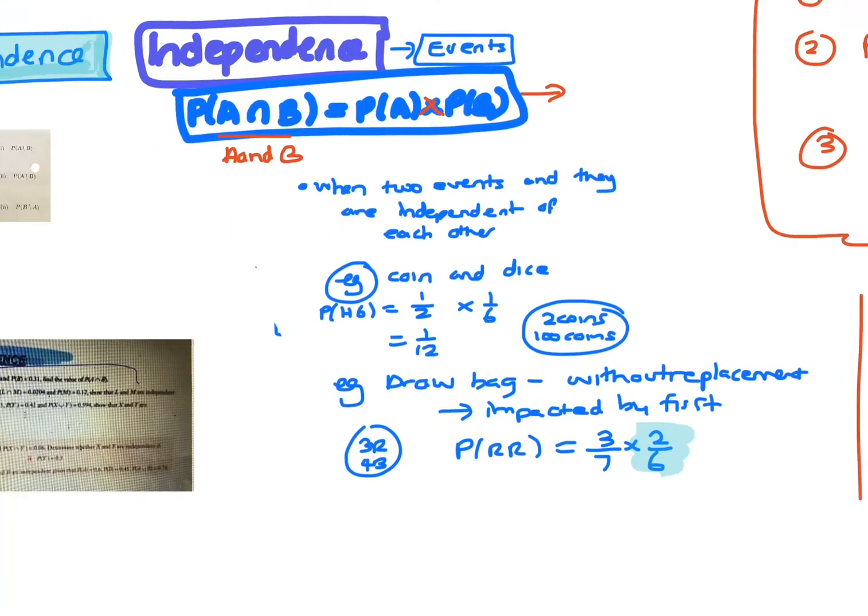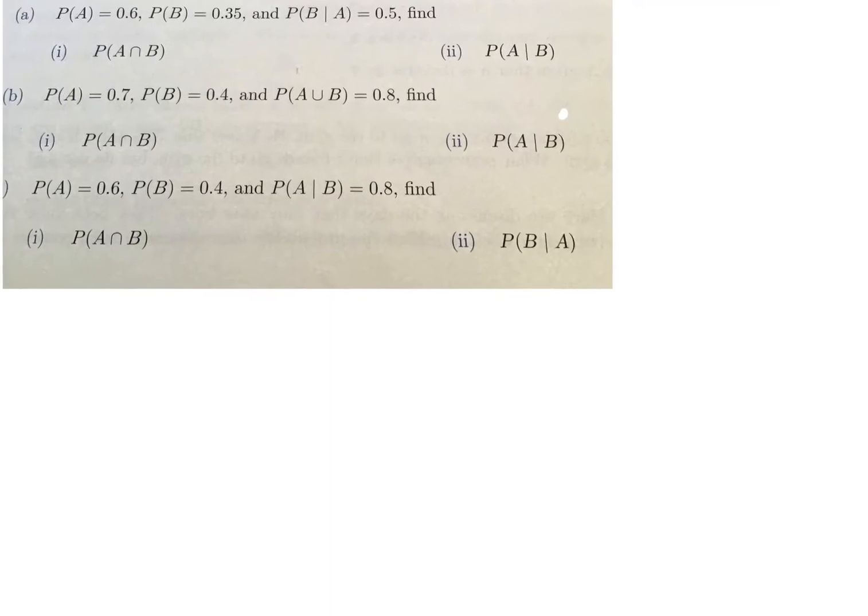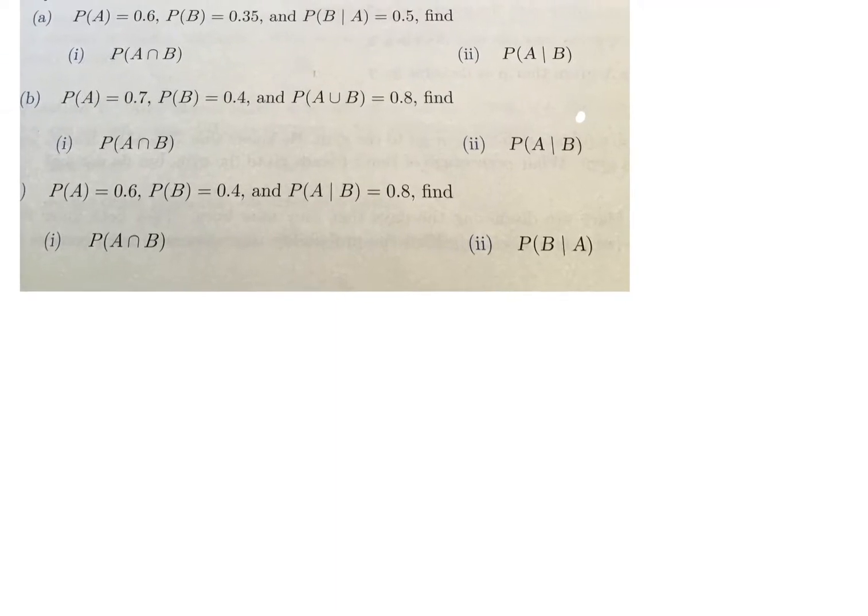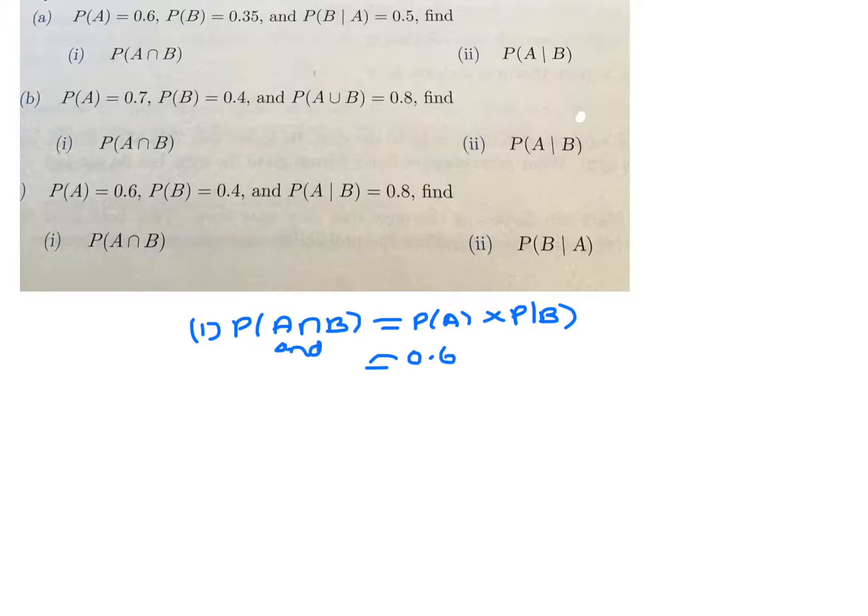All right, so we're just going to look at a few questions where we've got to actually find a few things. I'll look at this one here. Looking at the first one, we want to find, first of all, the probability of A and B. The probability of A and B is the probability of A times the probability of B, because that means 'and'. So it's going to be 0.6 times 0.35. Actually, that'll only be the case if A and B are independent, and we don't know that they are.